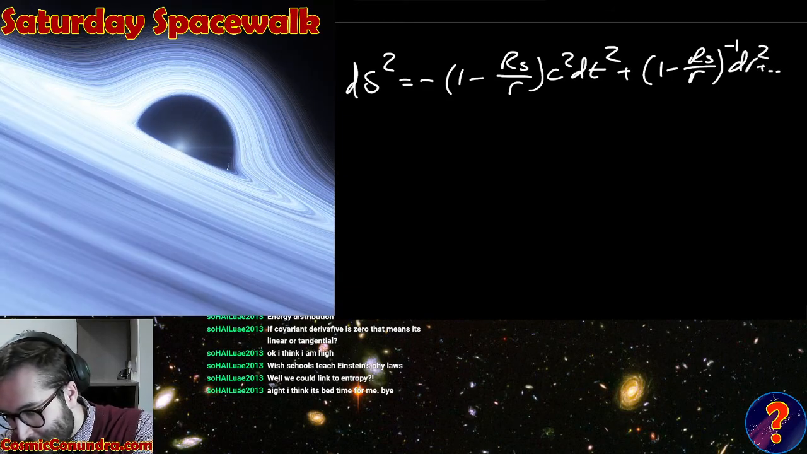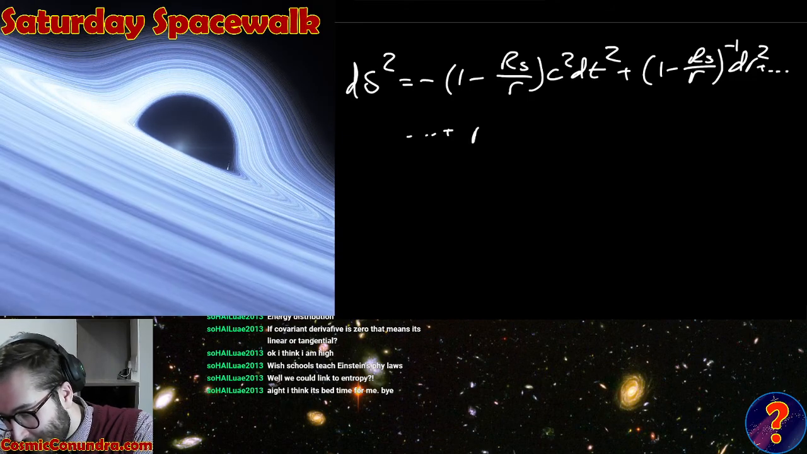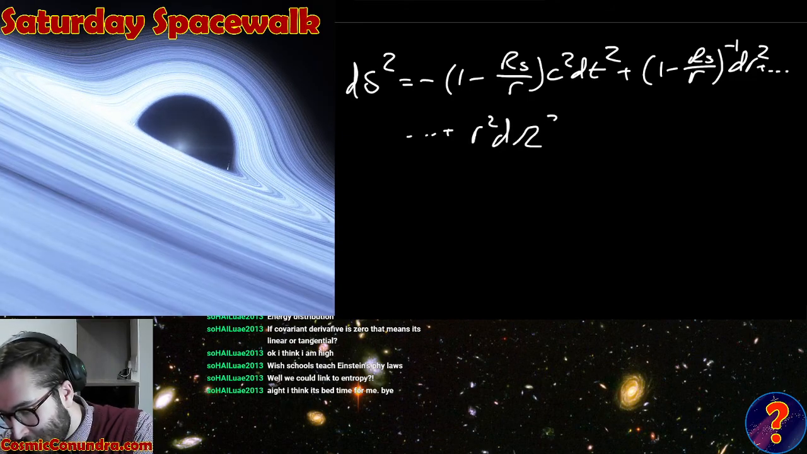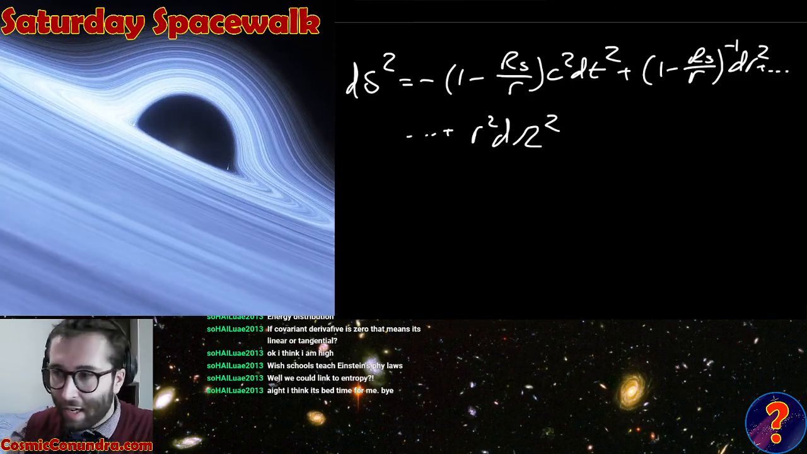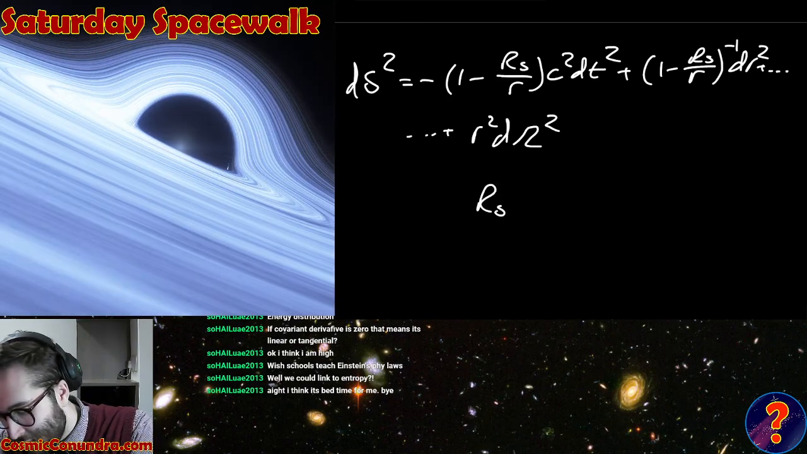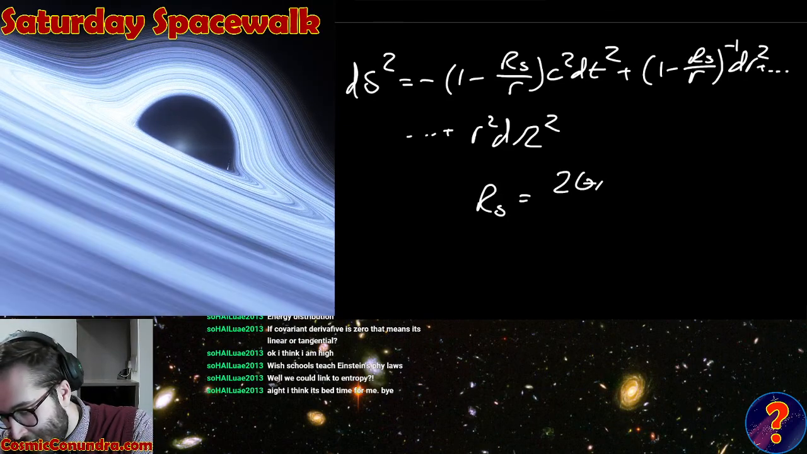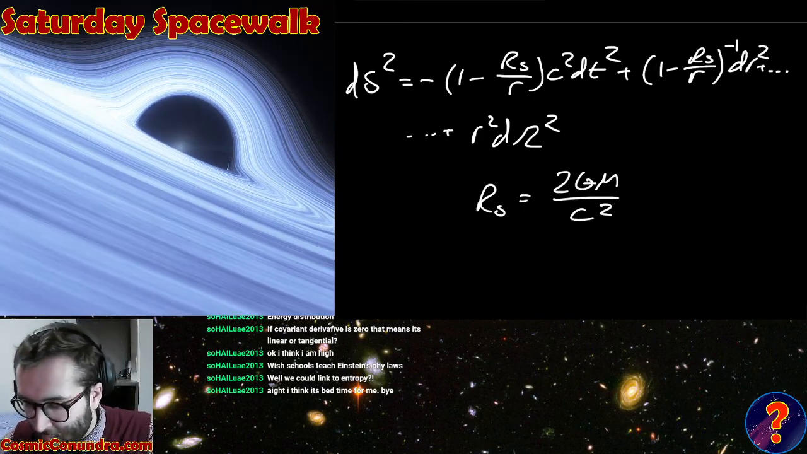R_S is actually the Schwarzschild radius. So this is the same number that we came to when we were looking at dark stars. Okay. This 2GM over c squared.